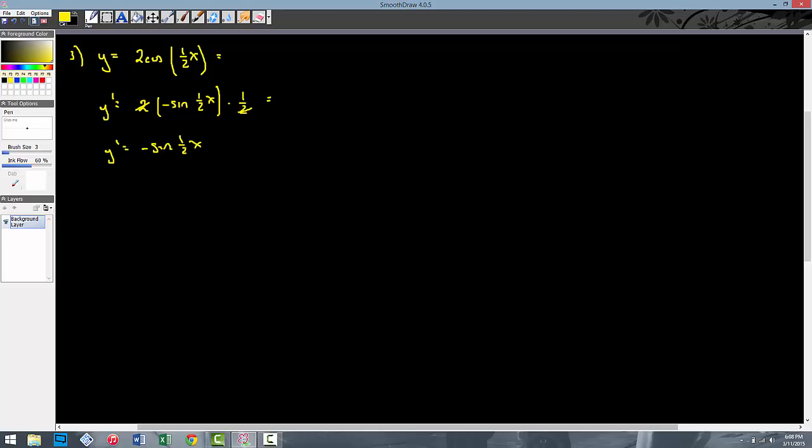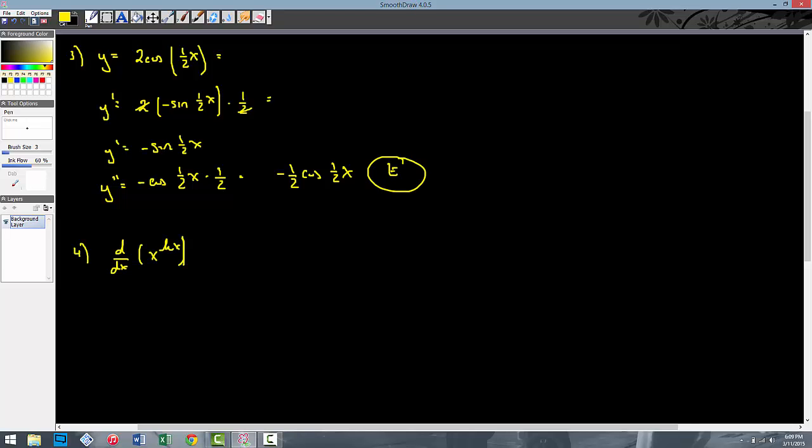Now they're asking us to find y double prime. So I've got to derive this thing one more time. The derivative of negative sine is negative cosine of 1/2 x, and don't forget about a little bit of chain rule by your side. So what you ultimately get is negative 1/2 cosine 1/2 x. In other words, your answer is E.